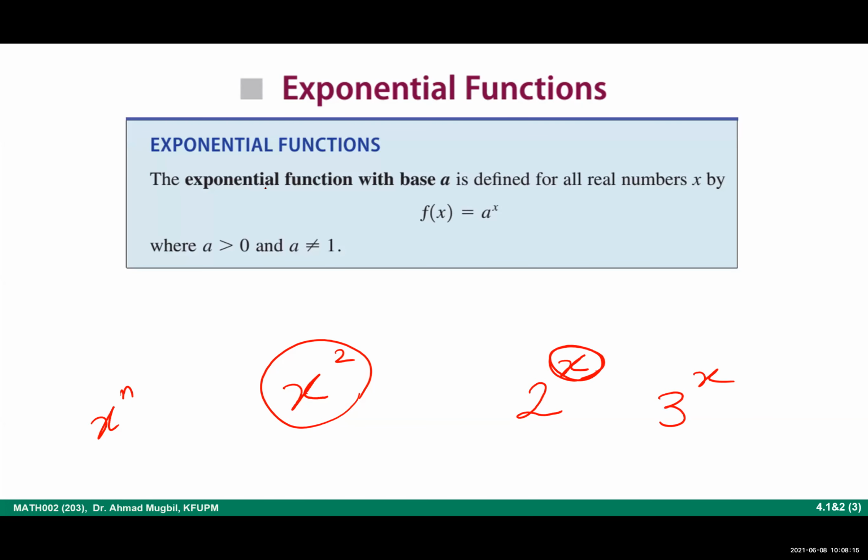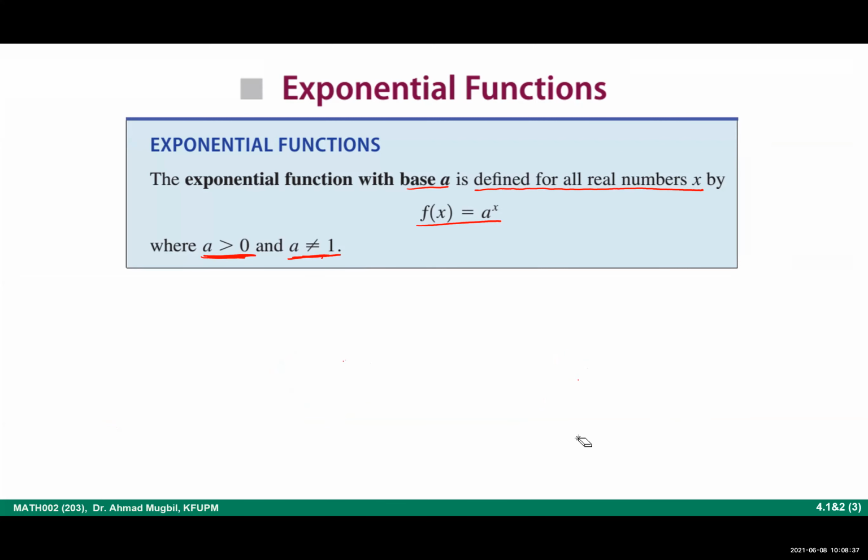In general, the exponential function with base a is defined like this, a to the power x. And what is good about it is that it is defined for all real numbers x. But with 2 conditions: a is positive, greater than 0, but a is not 1. So a is not 0, not negative numbers, not 1. For instance, 2 to the power x, 3 to the power x, 10 to the power x. These are 3 exponential functions with different bases.